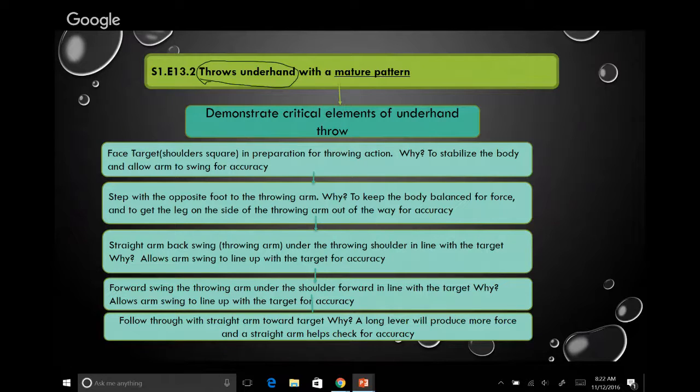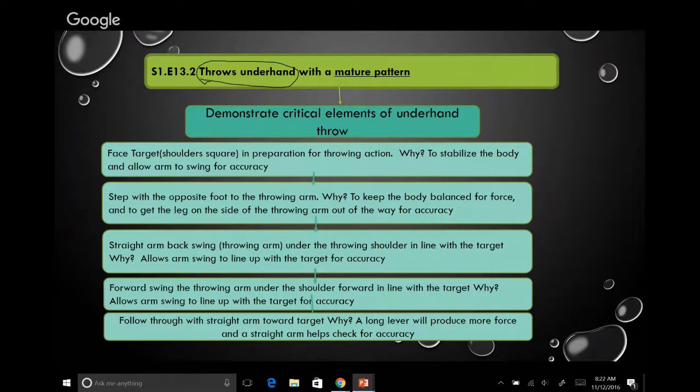And then to get that leg that's on the same side as the throwing arm out of the way to provide a straight line for accuracy. And then straight arm in your backswing, throwing under the shoulder in line with the target. And why? Once again, because it allows the arm swing to line up with the target for accuracy.